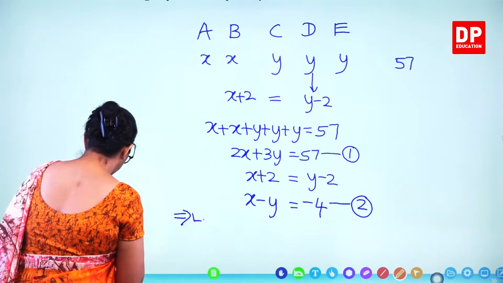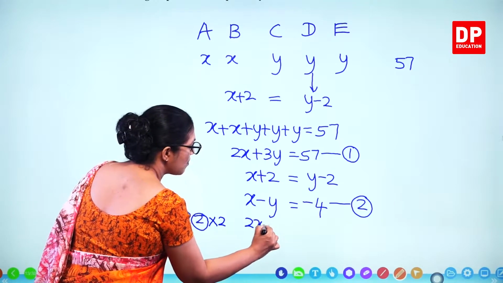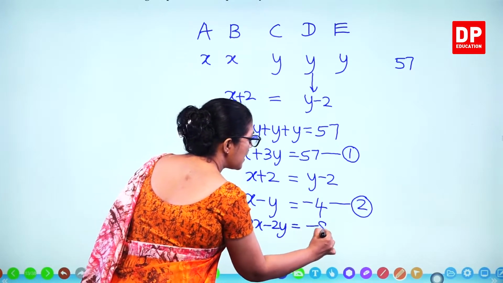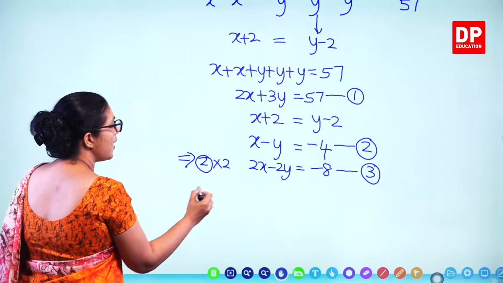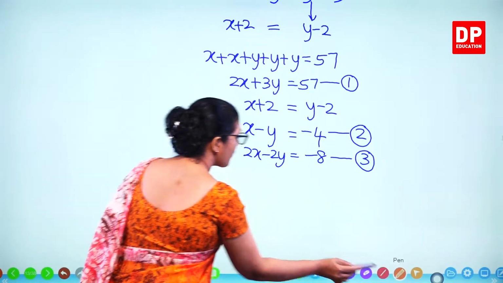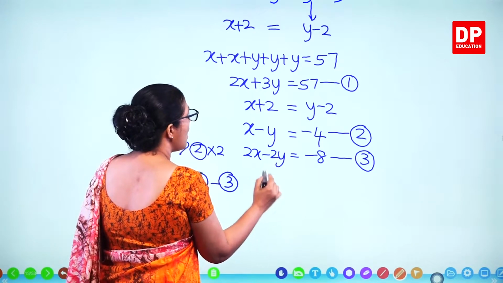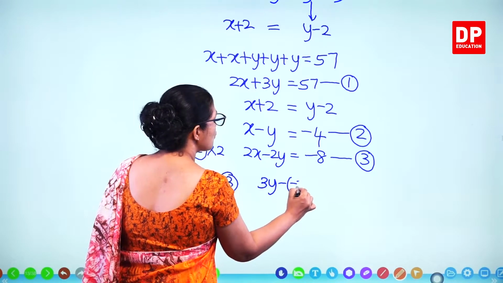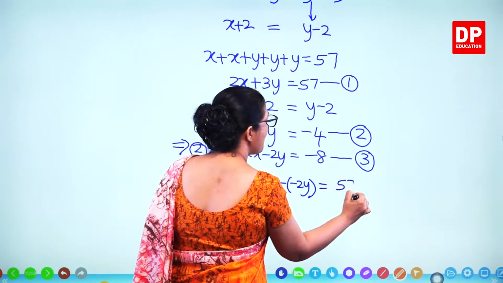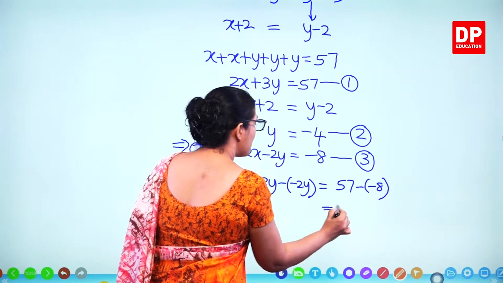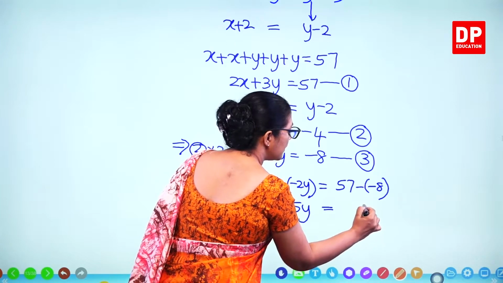Second equation. Second equation multiply by 2. So 2x minus 2y equals minus 8. That's the third one. Now we can subtract 1 and 3. We can subtract 1 minus 3. 2x and 2x get cancelled out. 3y minus 2y. And here 57 minus minus 8, so that becomes plus. So 3 plus 2, 5y equals, this is also plus, 65.